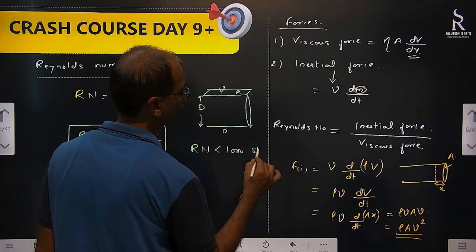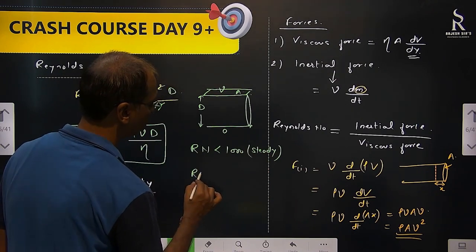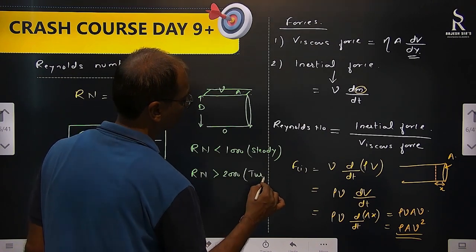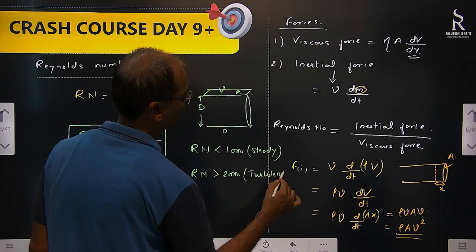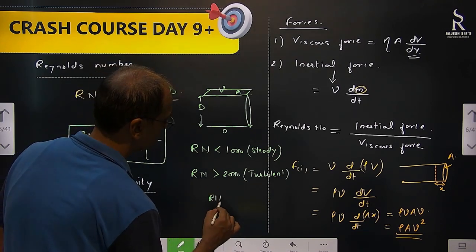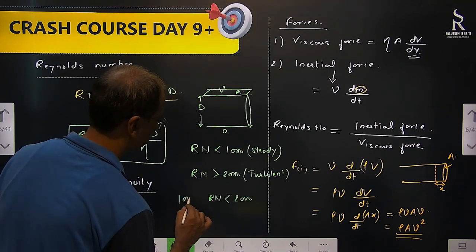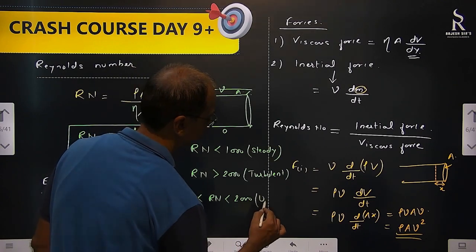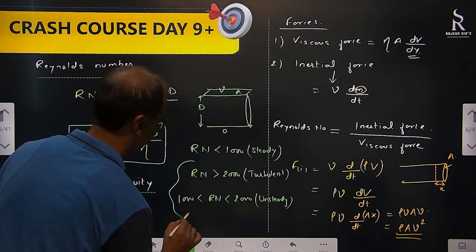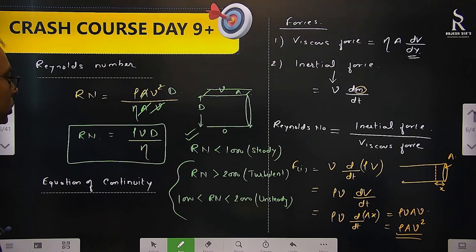Now Reynolds number says if this Reynolds number is less than 1000, it's steady flow. And if this Reynolds number is greater than 2000, it's turbulent. And if it is in between, that is Reynolds number is less than 2000 and greater than 1000, then it is unsteady. But we don't have to do much with these two. Maximum we are going to talk about steady flow only. All right, so this is steady flow.